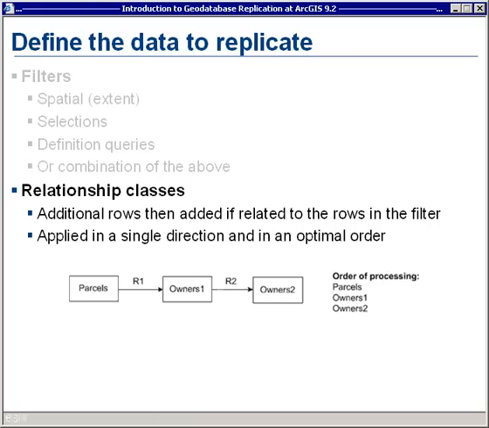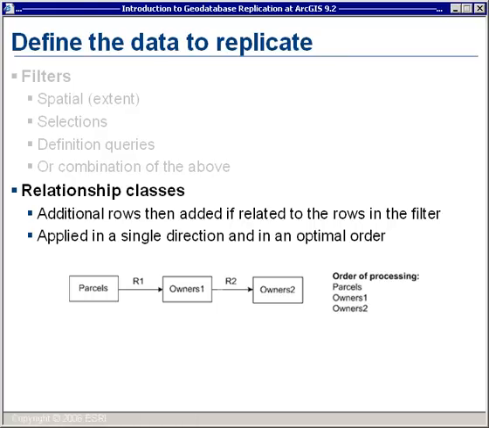Once data has been added to the replica by processing these filters, the relationship class logic is applied. This logic looks at the rows that are already being replicated based on your filters to see if they're related to any other rows in your geodatabase. If they are, these additional rows will also be replicated.